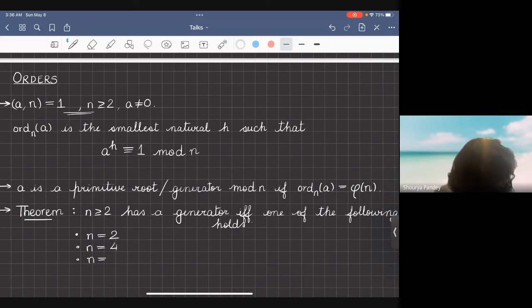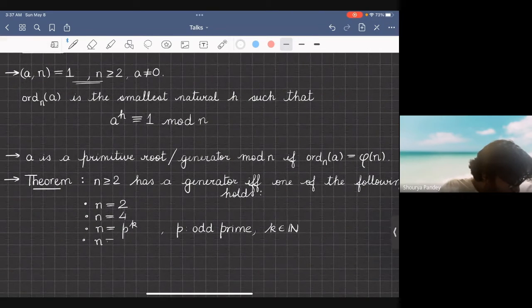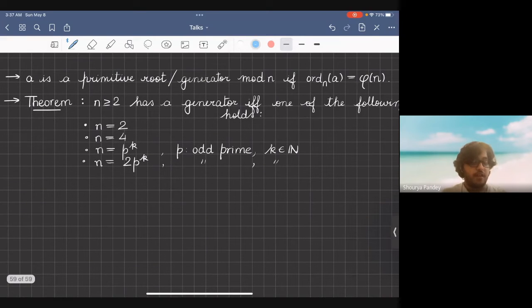Or n is p to the k for some odd prime p and some natural number k. By naturals, I mean greater than or equal to 1 and integer, so we won't count 0 as a natural. Or it's twice a power of a prime. We won't prove this. Note that in particular, this includes all primes, which means all primes have a generator.